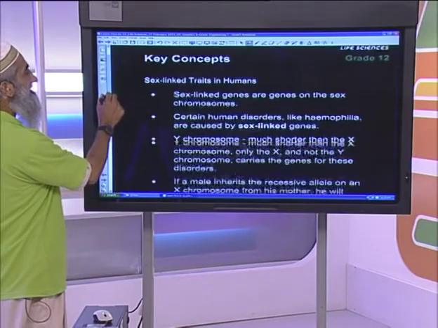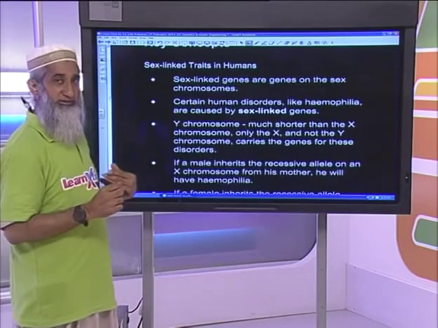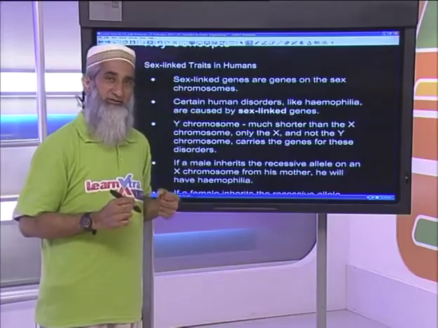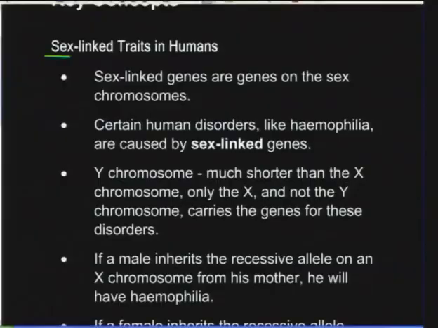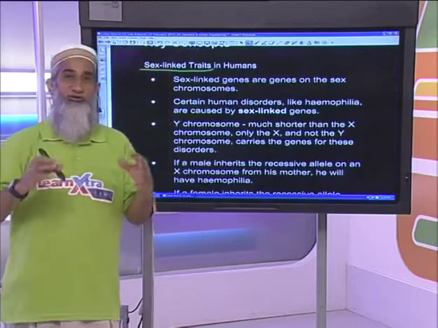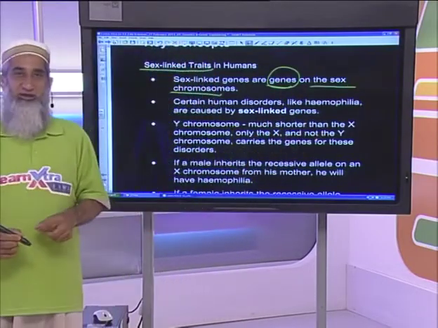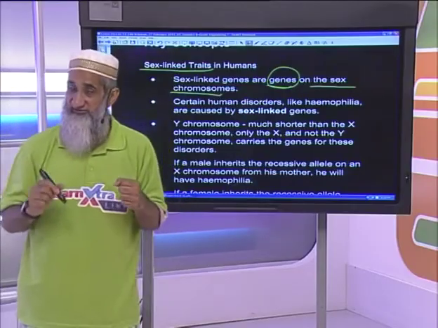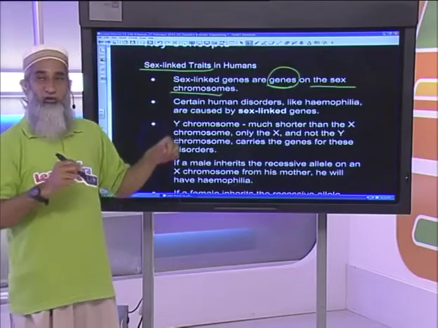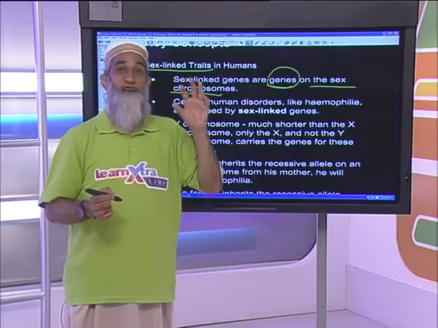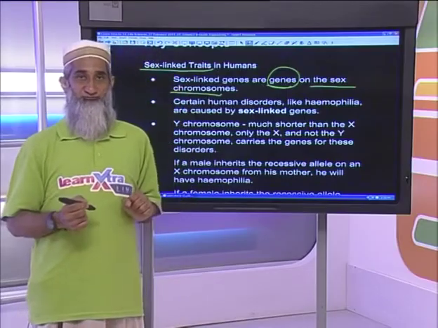Good. We move on to something a little bit more complicated, but if you listen carefully, and apply your mind, it should be easy. We're talking about sex-linked traits. Again, don't raise those eyebrows. We are talking about those genes that are on the sex chromosomes. That means a gene that codes for a particular characteristic, which is found on the X or the Y chromosome.